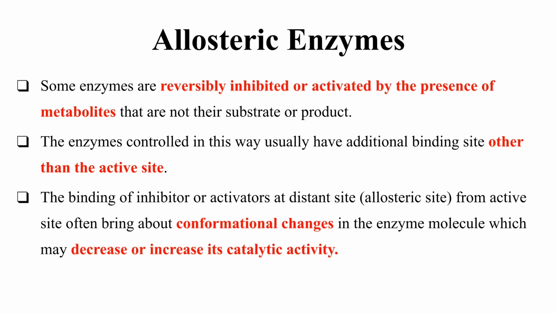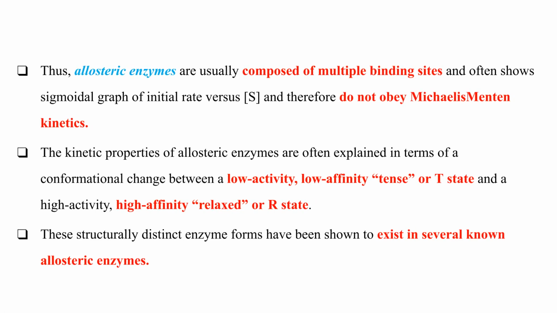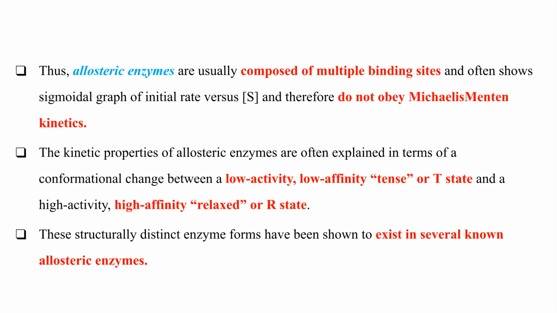Allosteric enzymes are reversibly inhibited or activated by metabolites that are not their substrate or product. These enzymes have an additional binding site, other than the active site. Binding of inhibitors or activators at the allosteric site causes conformational changes in the enzyme molecule. This can decrease or increase its catalytic activity.